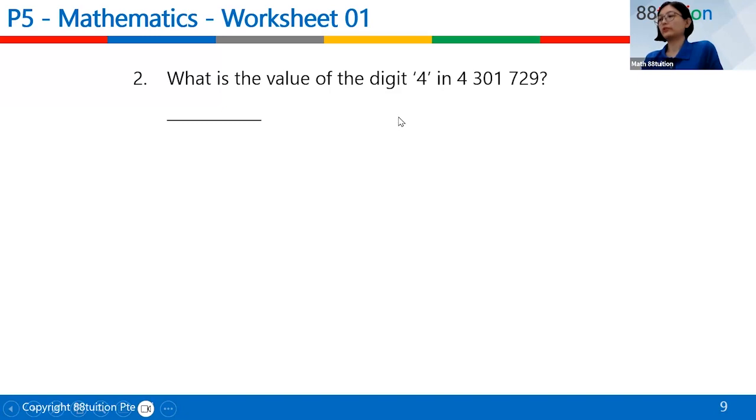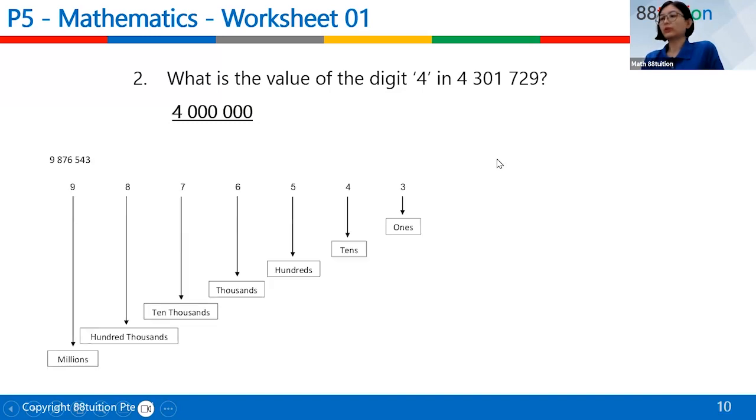What's the value of digit 4 in this? This is something that you learned this year. Okay, I'll just go through. This is 4 million. So you need to know how to spell, because sometimes they ask you to write in words. You also need to know the position. So this is ones, tens, hundreds, thousands, 10,000s, 100,000s, and then millions. So this year you learn up to millions.